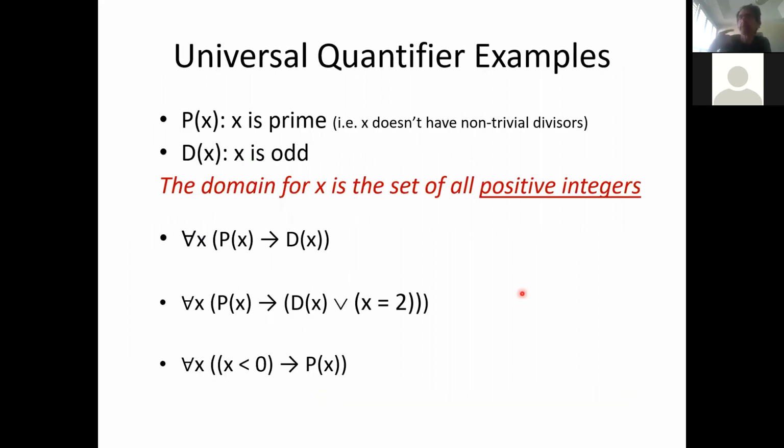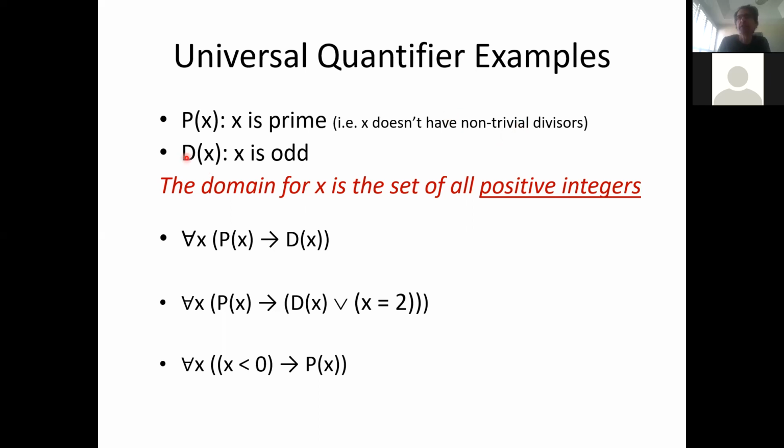Okay, let's look at some examples of how to assign truth values to statements which have universal or existential quantifiers. Let p of x be a predicate that x is prime. The natural domain is positive integers. And what does it mean to be prime? It doesn't have non-trivial divisors. So for example, 6 is not a prime because it's divided by 2 and 3. But 3 is a prime. 4 is not prime, it's divided by 2. 5 is a prime. 7 is a prime. 11 is a prime.